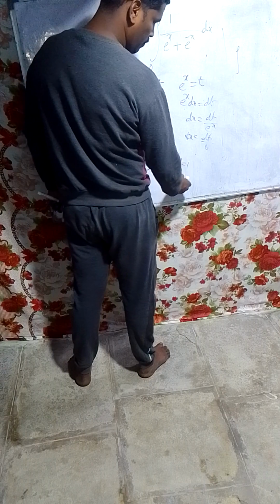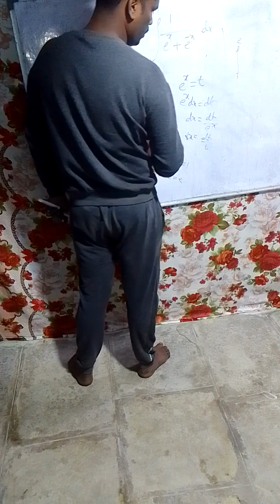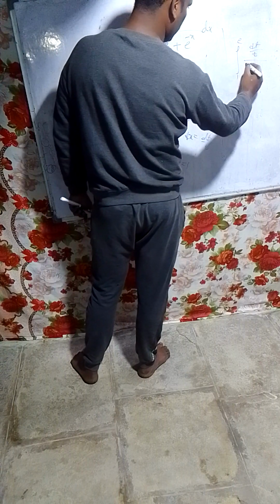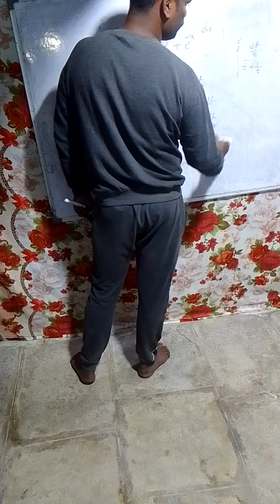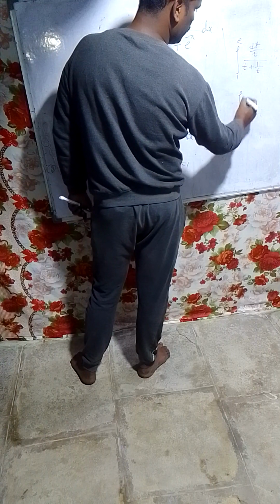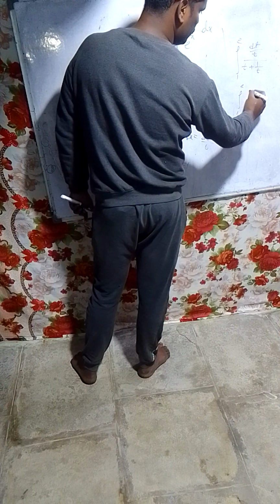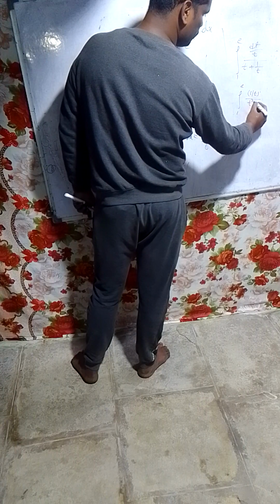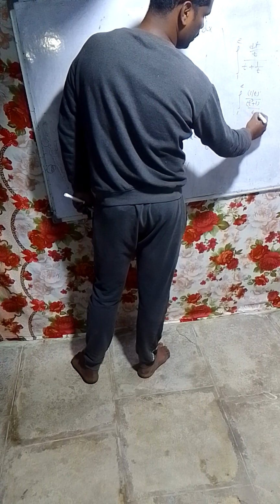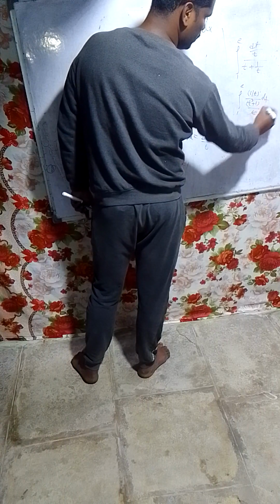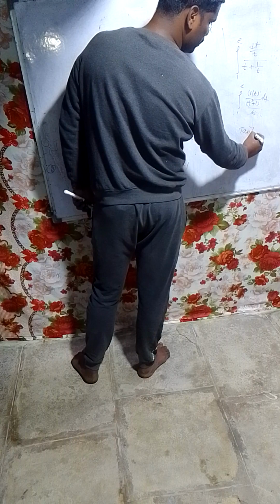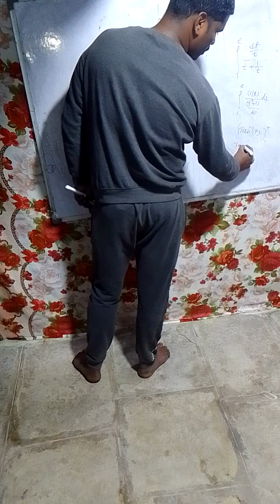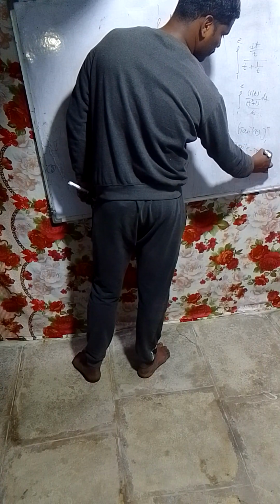Integration 1 to e, dx equal to dt by t, then e power of x is equal to t, then 1 by t. We can write 1 to e, 1 by t, t square plus 1 by t. T gets cancelled, dt, then we can write tan inverse t, 1 to e, tan inverse e minus tan inverse 1.